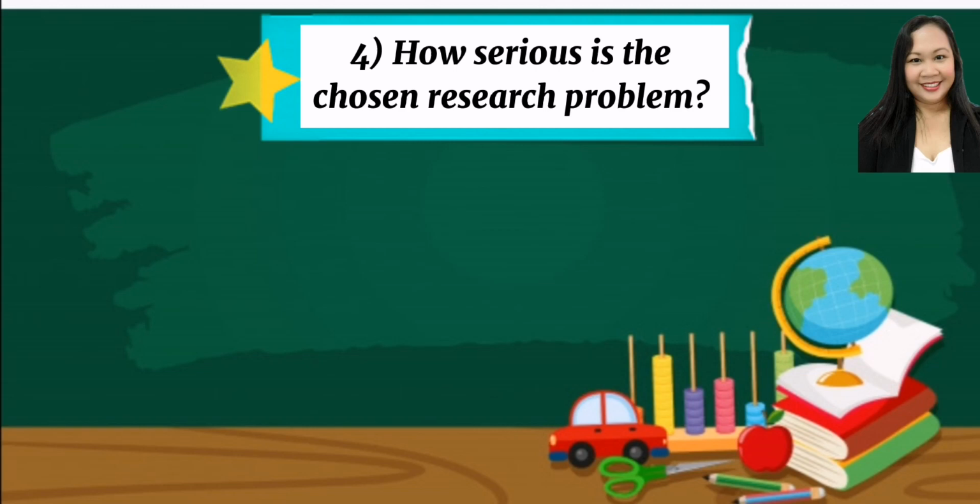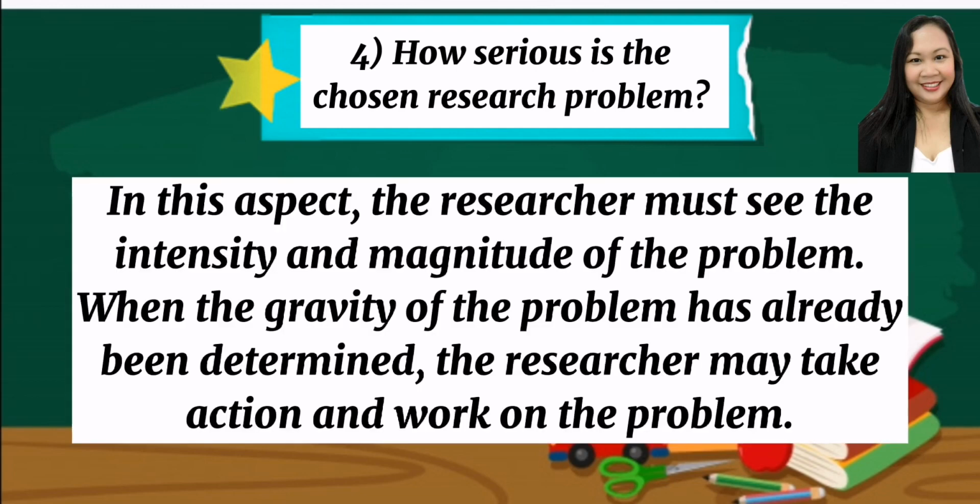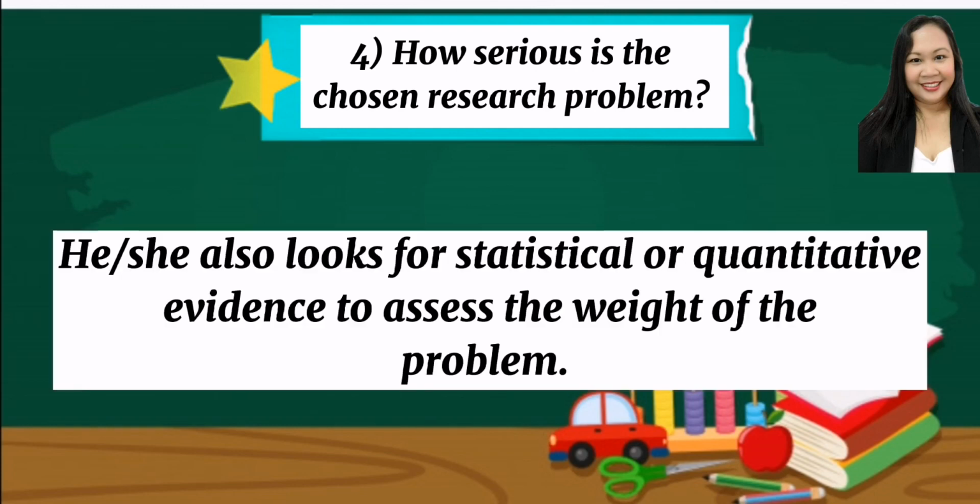Fourth, how serious is the chosen research problem? Why is there a need to look for solutions to the problem? In this aspect, the researcher must see the intensity and magnitude of the problem. When the gravity of the problem has already been determined, the researcher may take action and work on the problem. He or she also looks for statistical or quantitative evidence to assess the weight of the problem.